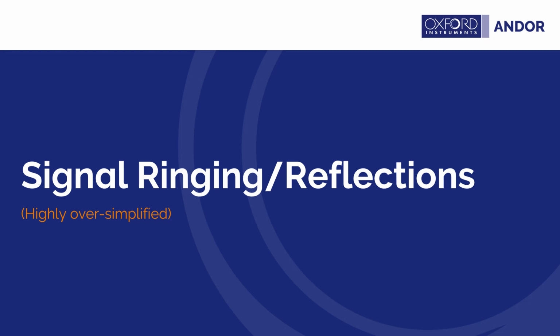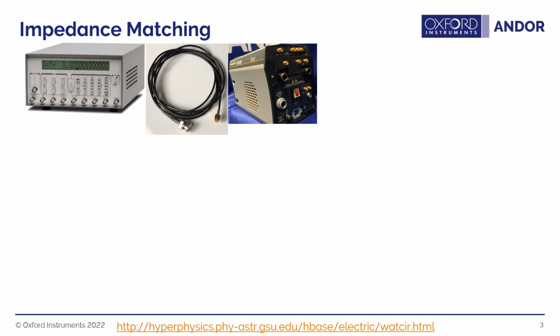So the first topic that we'll be covering today is signal ringing and reflections that can occur when the system is not impedance matched, and what does that actually mean in general. So again, these slides are going to be highly oversimplified, taking out the mathematics of it, but to just show some graphs and explain through analogies.